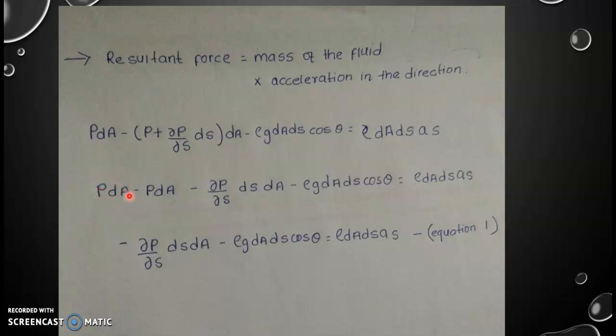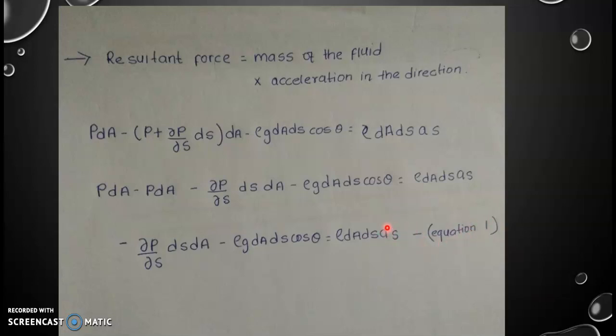So if you simplify this equation, you can see here minus P dA here also. So we can write P dA minus P dA. So what remains? Minus del P by del S times ds times dA minus rho g dA ds cos theta, which is equal to rho dA ds times as. So here P dA minus P dA gets cancelled. So what remains is minus del P by del S times ds times dA minus rho g dA ds cos theta, which is equal to rho dA ds times as. So let this be our equation 1.